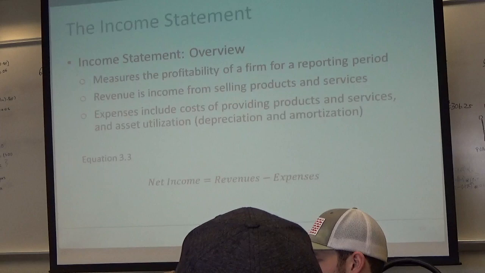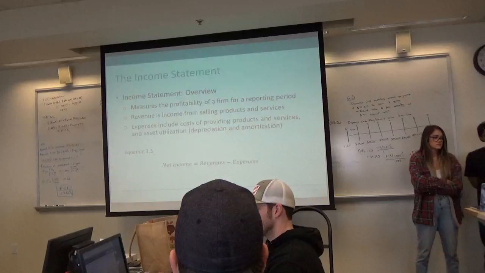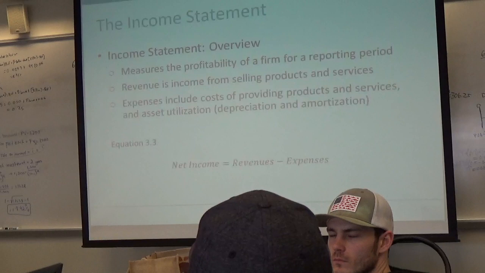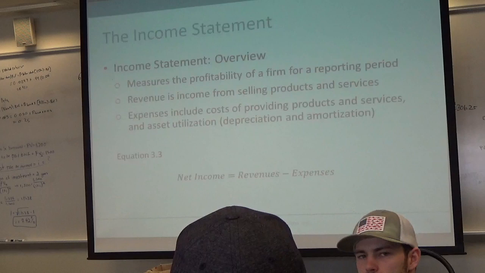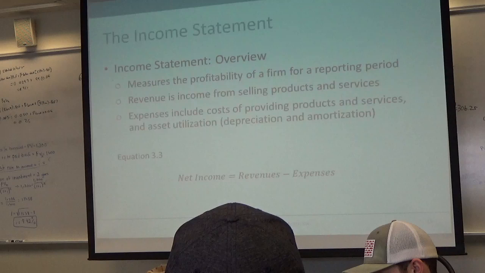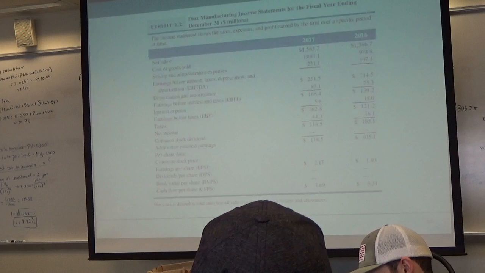And then the income statement, for an overview, measures the profitability of the firm for a reporting period. Revenue is income from selling products and services. Expenses include the costs of providing products and services and asset utilization. The equation is revenues minus expenses. And this would be an income statement, like the balance sheet, for the fiscal year, as an example.